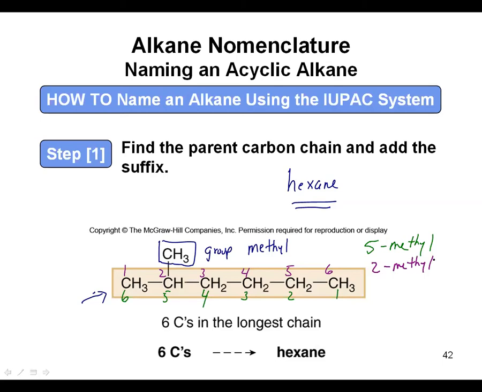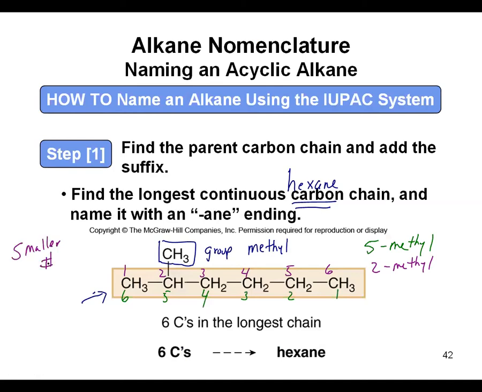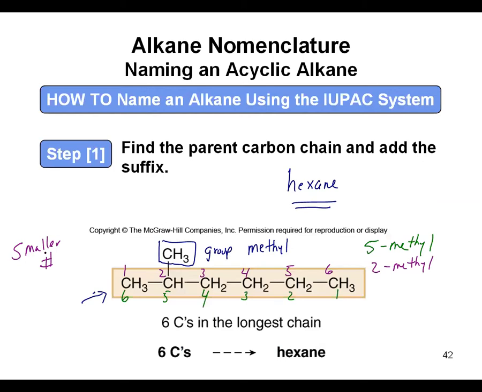So one of the important rules when you're naming alkanes is once you have the longest continuous carbon chain, you want to number it whichever way gives the group the smaller number. So it's always the smaller number. That is the goal here. So you want to go with the smaller number. And in this case, the smaller number for that group is 2.